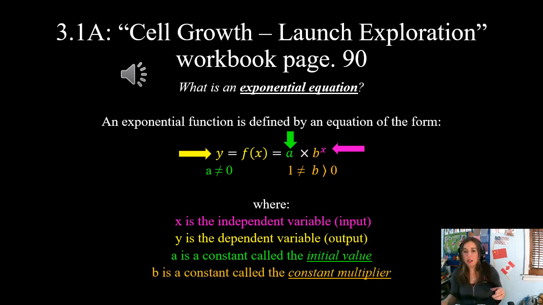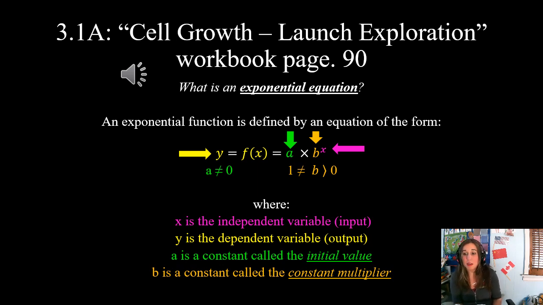B is a constant. Again, constant meaning it doesn't change, right? A and B are constants. They're not going to change. They'll always be the same in our equation, okay? And it's called the constant multiplier. So we learned that with exponential equations, we're not looking at a slope, a rate of change. We're looking at a constant multiplier, right? We're not adding and subtracting here. We're multiplying. So we're looking at our constant multiplier, and that will stay the same the whole time. It's constant. And notice it has to be greater than 0, okay?